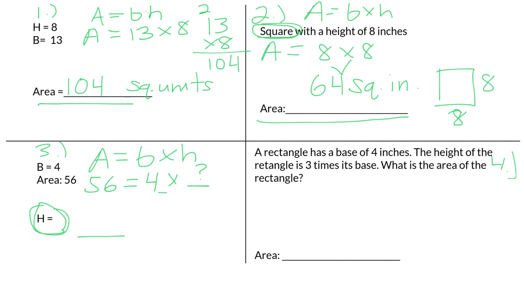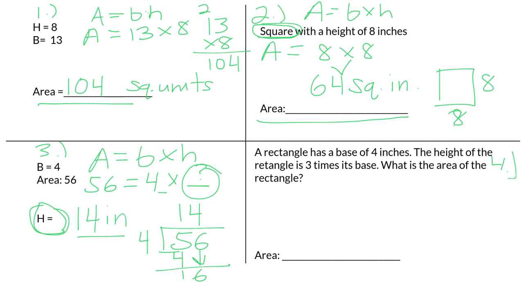Now, one way you could do this is think about multiplication. Think about how close you could get. I know 4 times 10 is only 40. Instead, I'm going to challenge you to use division for this one. That will give us this missing factor here. I'm going to set this up in the standard algorithm using division. Dividing 56 by 4 will give us our height. So I know that our height has to be 14 inches.